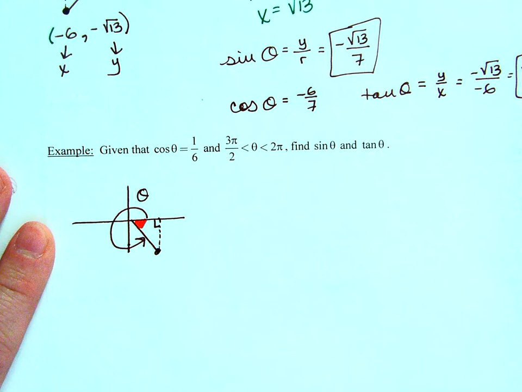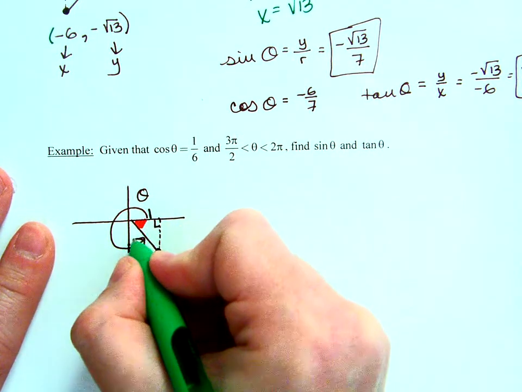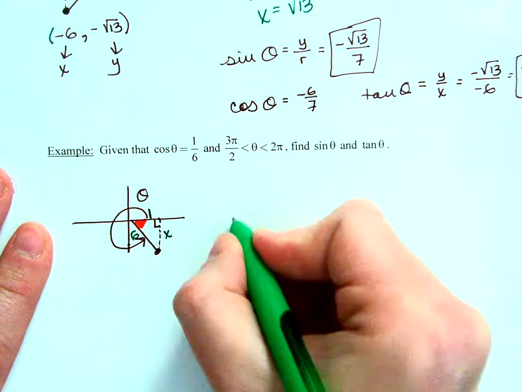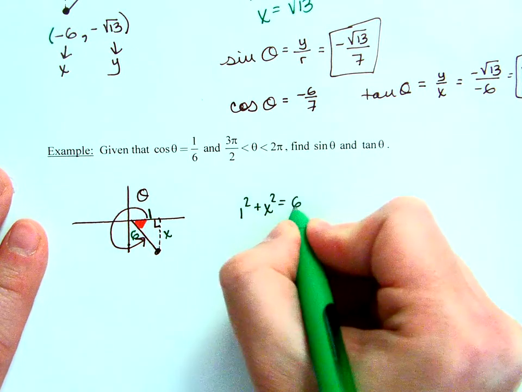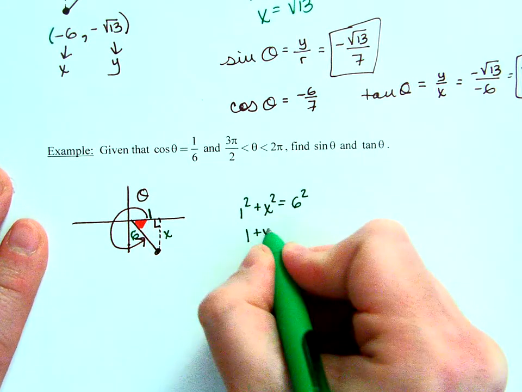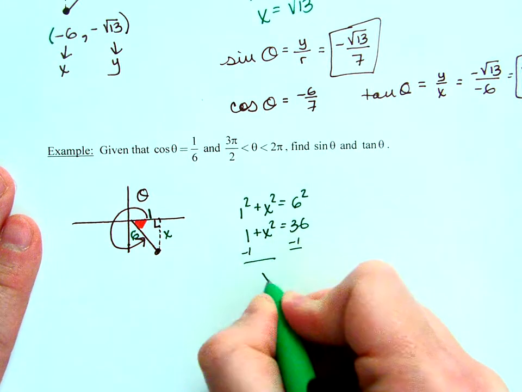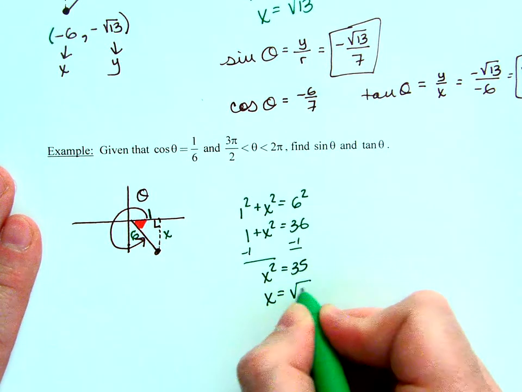I'm going to use some SOHCAHTOA to know that my adjacent is 1 and my hypotenuse is 6. I'll say that's x, and I'll use the Pythagorean theorem. 1 squared plus x squared equals 6 squared. 1 plus x squared equals 36. Minus 1, minus 1. x squared equals 35. So x is going to equal square root of 35.